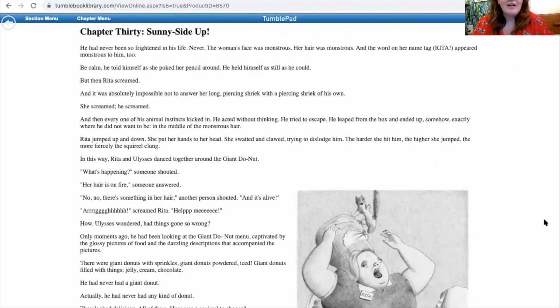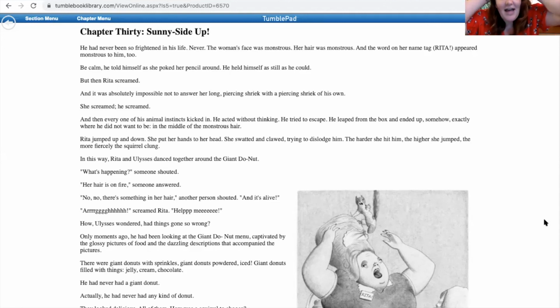He had never been so frightened in his life. Never. The woman's face was monstrous, and the word on her name tag, Rita, appeared monstrous to him too. Be calm, he told himself as she poked her pencil around. He held himself as still as he could. But then Rita screamed. And it was absolutely impossible not to answer her long, piercing shriek with a piercing shriek of his own. She screamed, he screamed, and then every one of his animal instincts kicked in. He acted without thinking. He tried to escape. He leapt from the box and ended up somehow exactly where he did not want to be, in the middle of the monstrous hair.